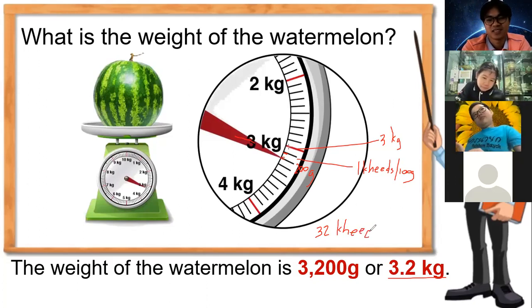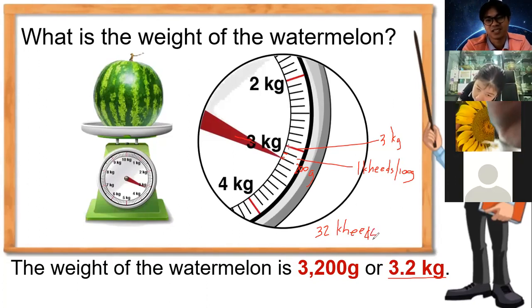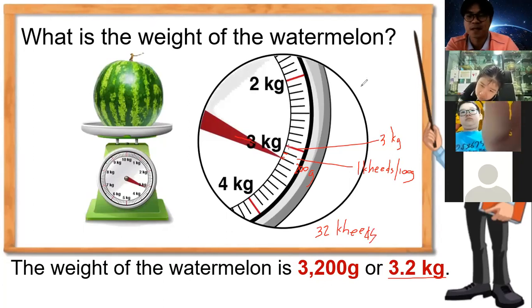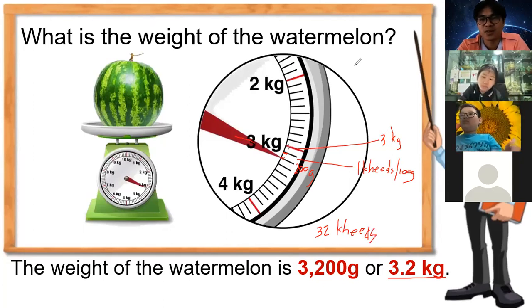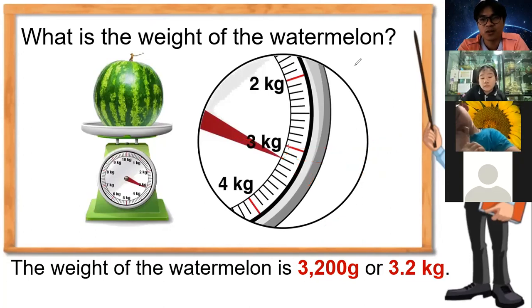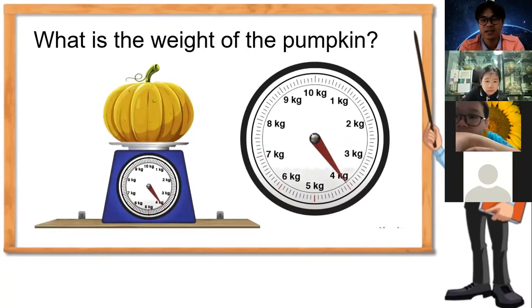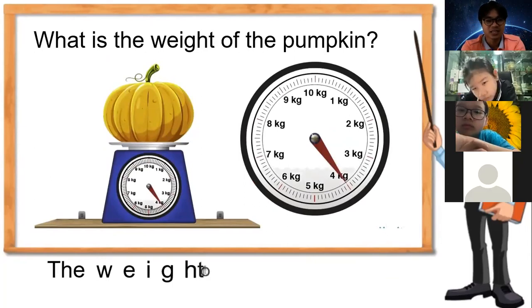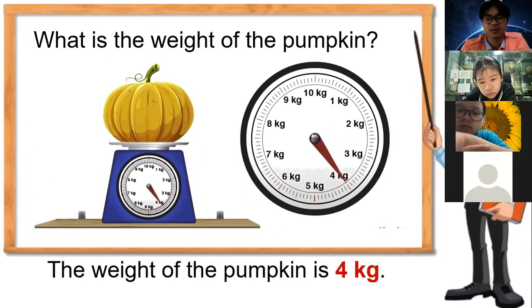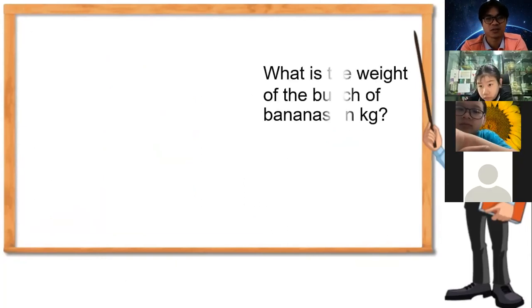So these are the different ways of reading and telling the weight of an object. Okay, another example here. This one is very clear. The pointer is pointing at 4. So the weight is 4 kilograms or 4,000 grams.